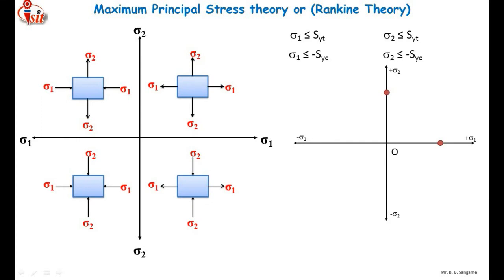So here, at the same distance or magnitude, there will be SYC. This is the negative side. Similarly for sigma 2, the minimum principal stress, which should be less than or equal to yield strength in compression, somewhere here is the minus SYC. Remember one thing: while designing brittle materials we apply the maximum principal stress theory, because brittle materials are weak in yielding and we design the component on the basis of yield strength in tension and compression. So this theory is only suitable for brittle materials. It is not suitable for ductile materials like shafts. While designing shafts we usually do not use the maximum principal stress theory.